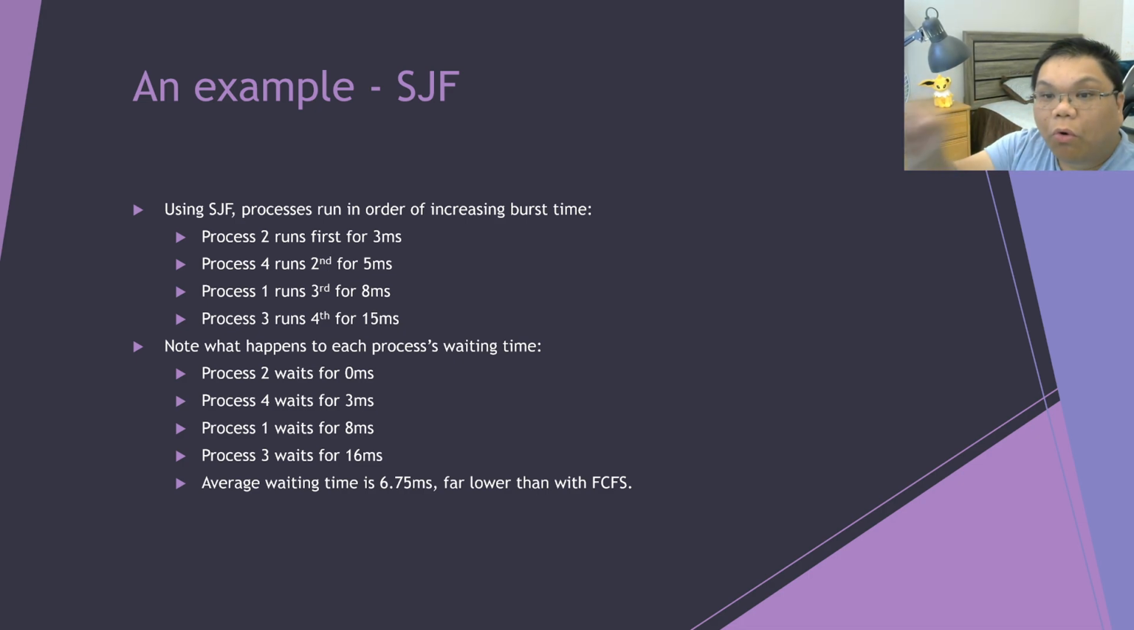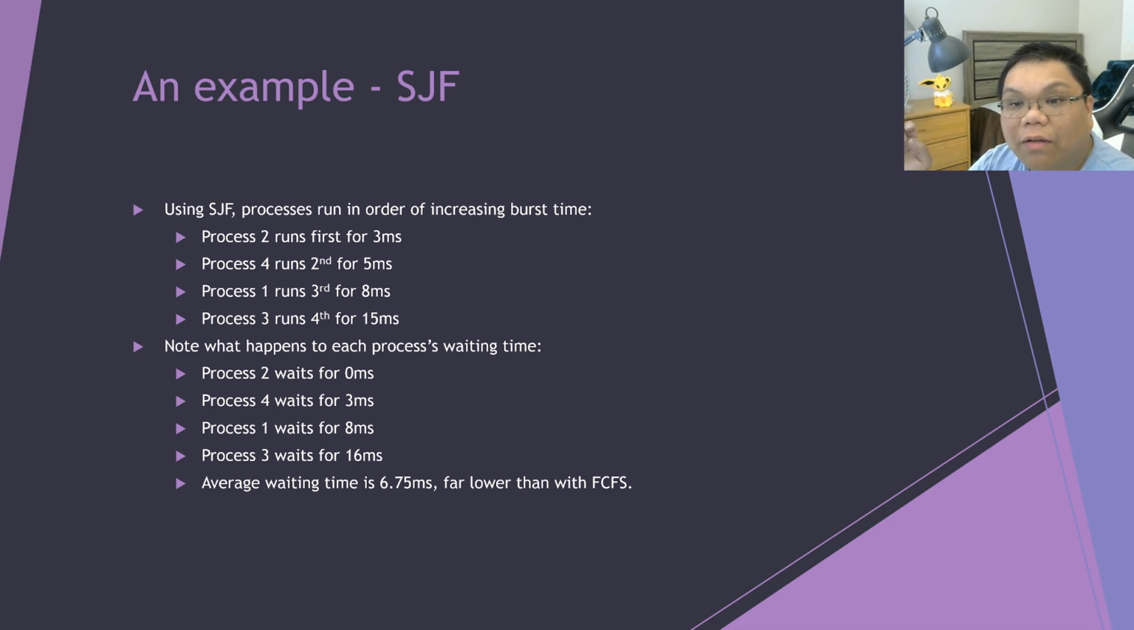So we're going to order these processes by how long they're going to run. And we know how long they're going to run. So we're going to reorder the processes based on increasing burst time. Process 2 now runs first because it's going to run for 3 milliseconds. And then process 4, which is going to run for 5 milliseconds. And then process 1, which runs for 8 milliseconds. And then finally process 3, which runs for 15 milliseconds.